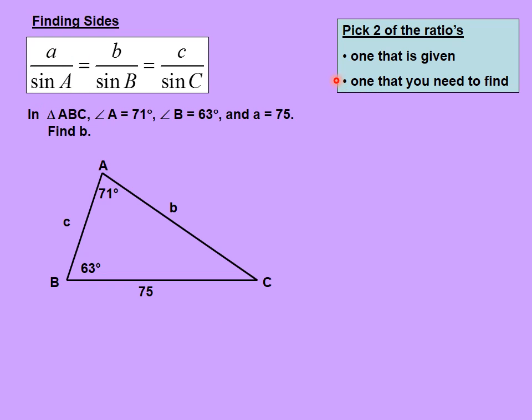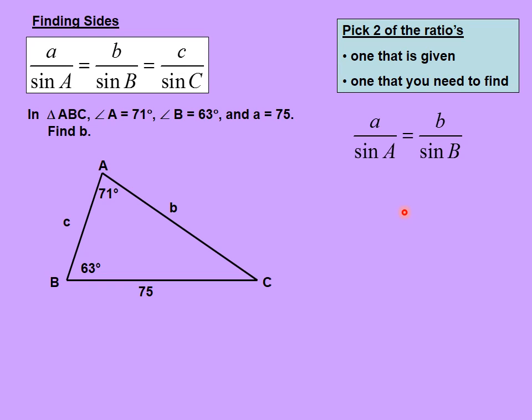Then the second pair that you pick is the one that you need to find. The question says find B, so I'm going to pick the B pair. I'm not going to use the C pair. So let's see how that looks written out. And there we go. Always follow this rule in the box. The one that's given is the A's, and the one that I need to find is the B's. So set it up like that, first and second, so it matches the rules in this box.